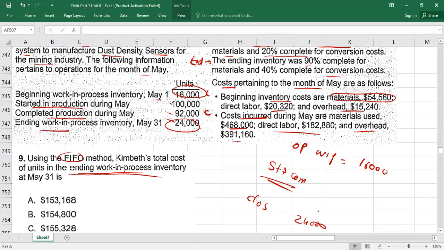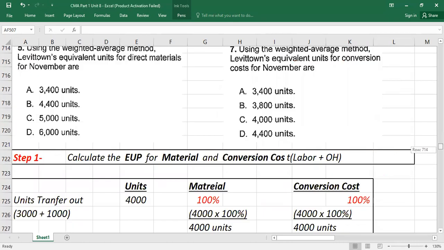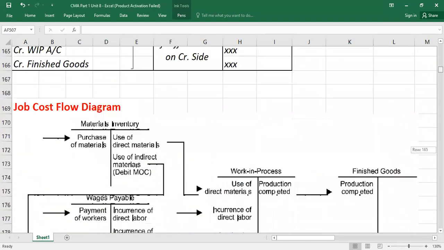Started and completed, how can I calculate it? I told you different formulas, so I can apply this formula also. Units started during the period, this formula was written in the equation. I'll take units started during the period, minus what? You don't remember? Just go back, or we will lose the question.